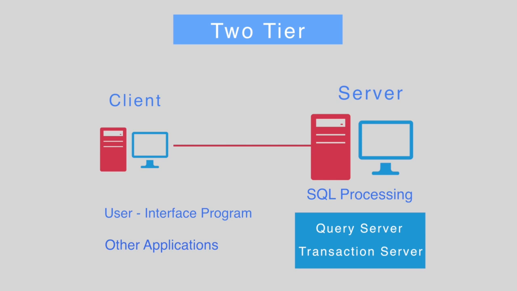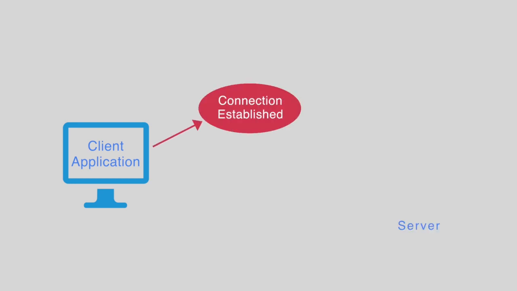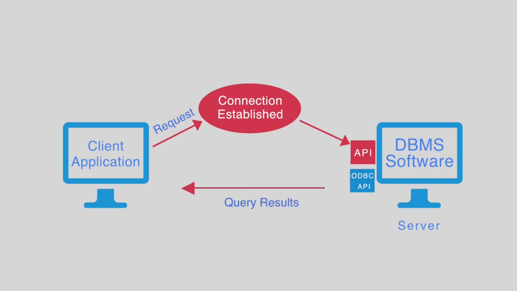A standard called Open Database Connectivity provides an application programming interface, or API, between the client and the server. If both the client and server machines have the necessary software installed, the client-side programs can establish a connection to the DBMS server. Once the connection is created, the client program can communicate with the DBMS. A client program can connect to several DBMS software and can send query and transaction requests using the ODBC API, which are then processed at the server sites. Query results are sent back to the client program, which can process and display the results.